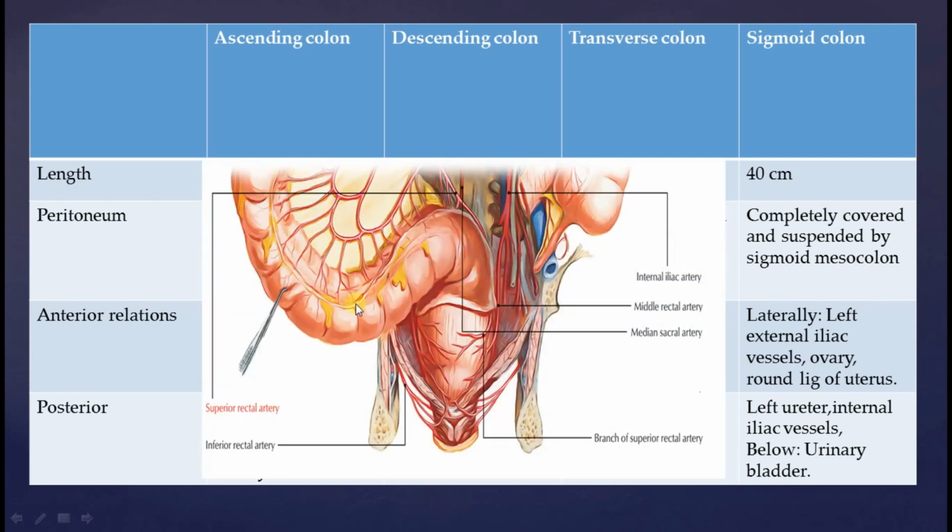Sigmoid colon: the first part runs anteriorly towards the left, the second part is transverse, and then the third part is oblique. Below the third part will be related to the coils of intestine, and below it the left urinary bladder, and laterally the external iliac vessels. It has its own peritoneal covering, the sigmoid mesocolon, an inverted V shape peritoneal fold.